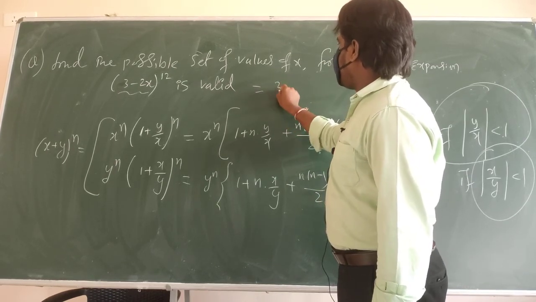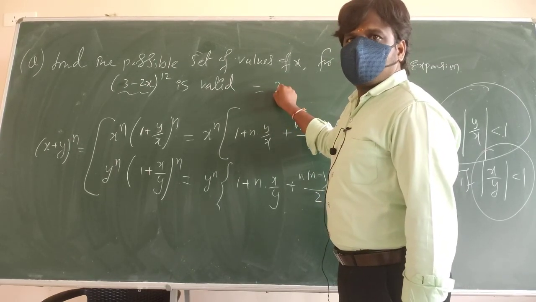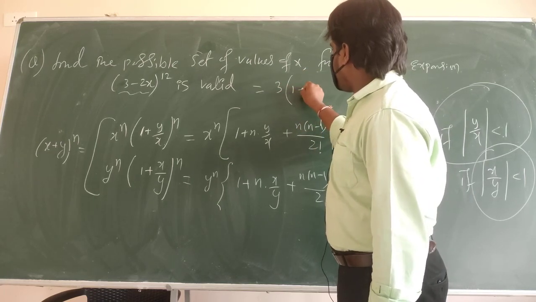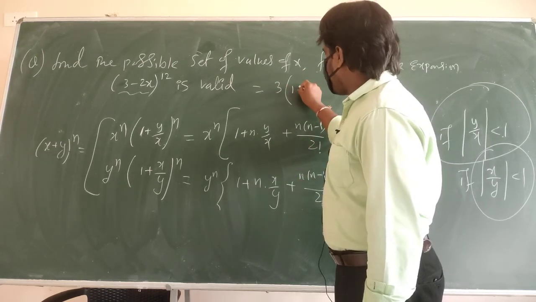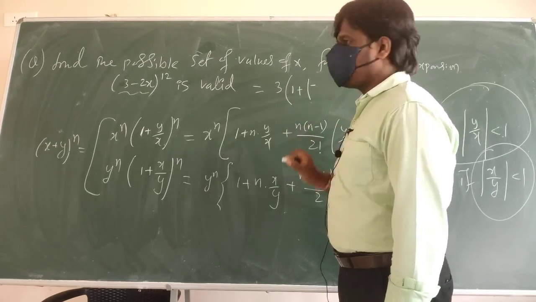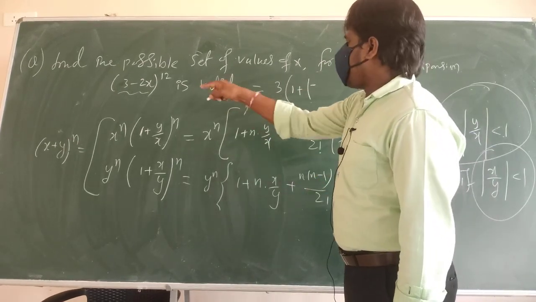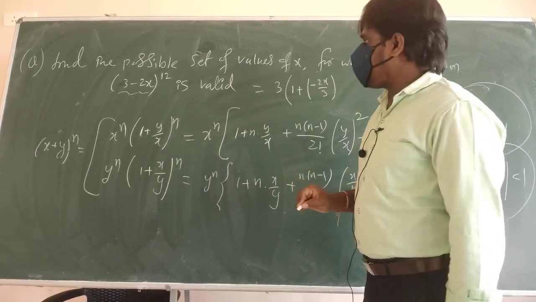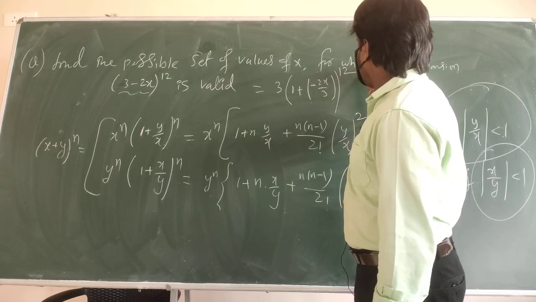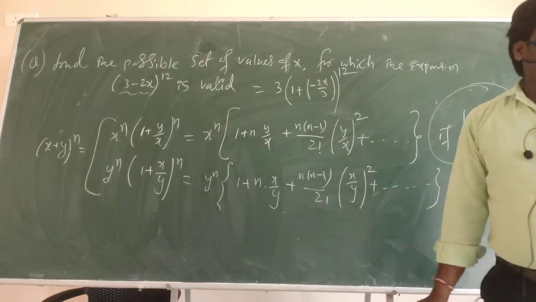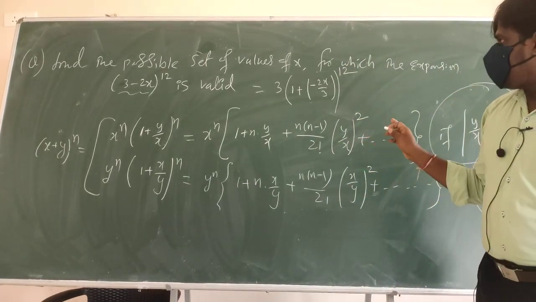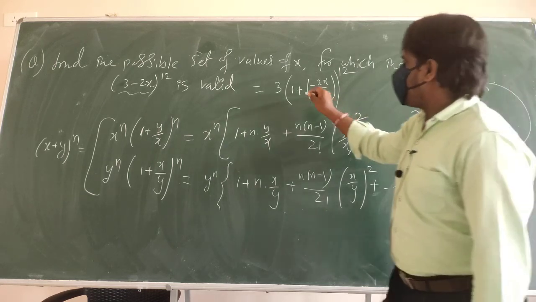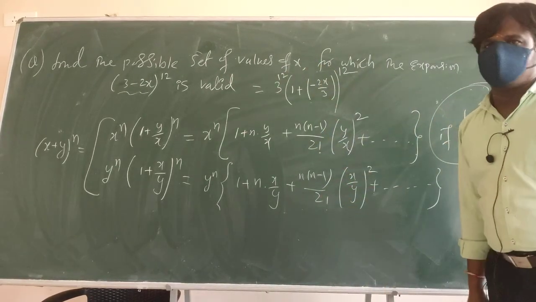This I can write with 3 out. Can I take 3 common? So if I take 3 common, what do I get here? 1 minus. So can I write 1 plus also, minus inside, and what can I write here? 2x by 3. 2x by 3 whole power how much? 12. I can use it like this now. 3 to the power of 12 when you take out common.